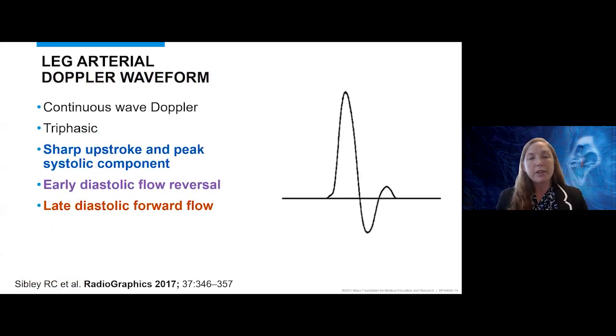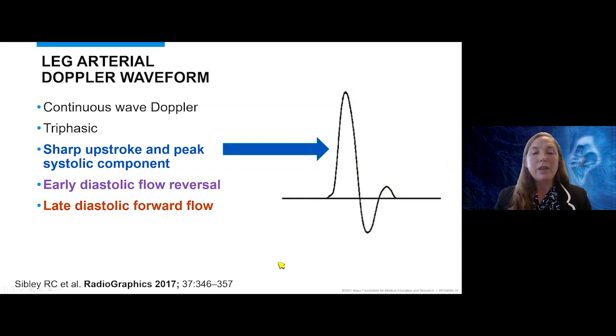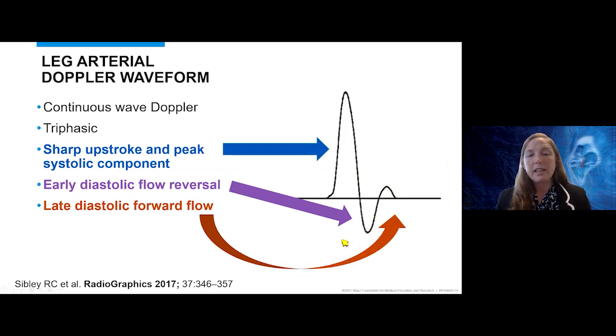In a similar way, for some vascular labs, instead of having the PVR waveforms, you'll have a leg arterial Doppler waveform reported on that vascular lab. And this is a continuous wave Doppler. You again are looking for a triphasic appearance where you get that sharp upstroke, this peak systolic component here in blue. Then you get an early diastolic flow reversal. And then you get this late diastolic forward flow here in red.